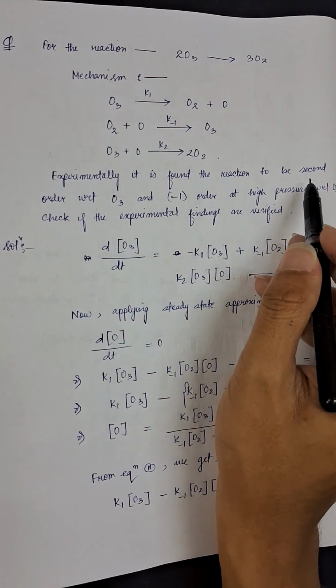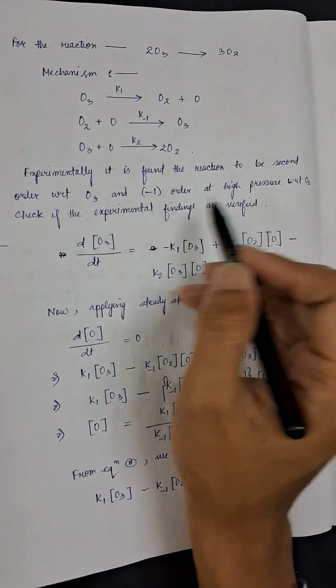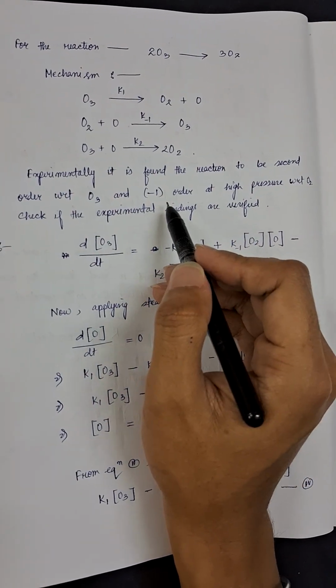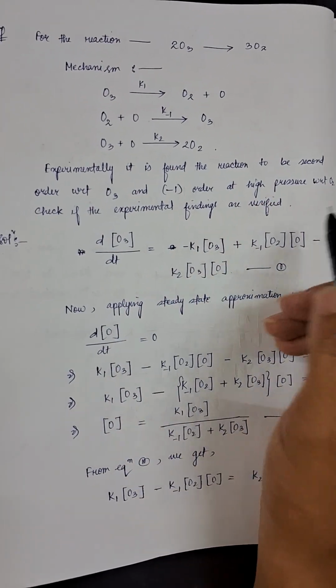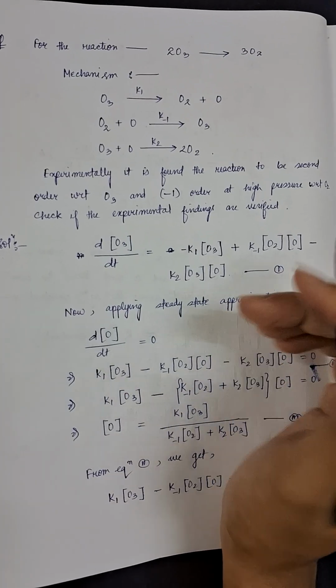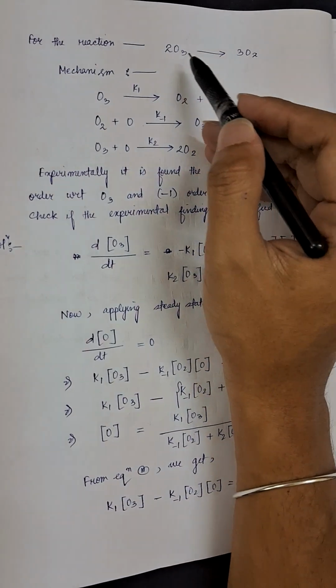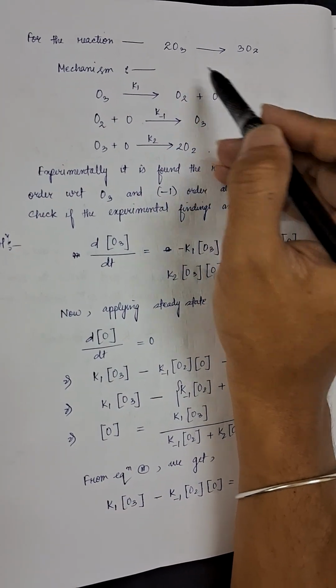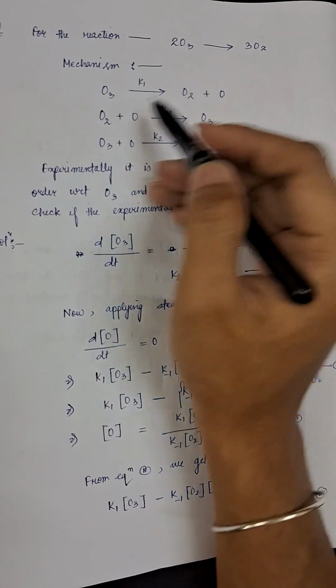Okay, so in this question it's said that with respect to O3 at high temperature it is second order, and with respect to O2 at high temperature it is -1 order, and we have to prove it experimentally. First of all, always see which one is a reactant and which one is a product. Here O3 is a reactant, O2 is a product.